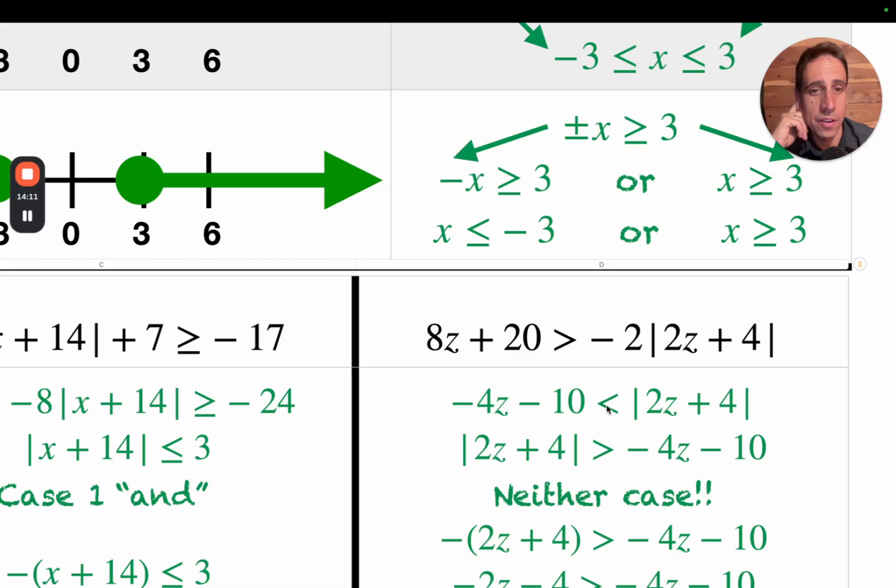So there it is. I'm going to actually take a step and rewrite this, so flipping everything over to the other side.